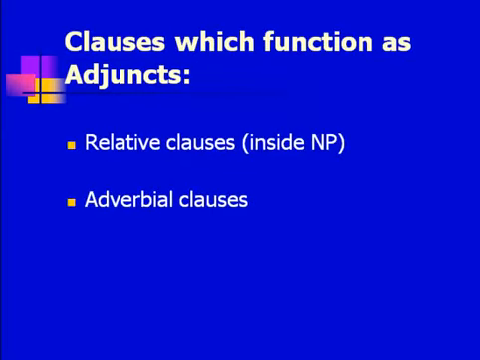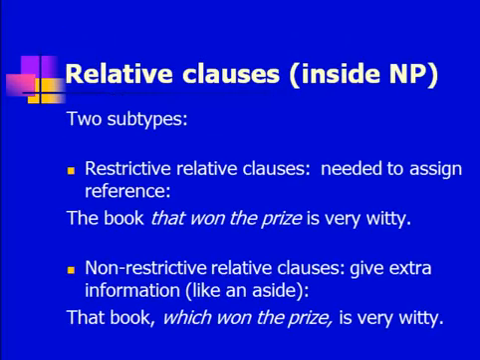Okay, now we also have clauses that function as adjuncts, and we've got two types. We've got relative clauses and adverbial clauses. Relative clauses we've already come across before, and we know that they occur inside noun phrases to give you more information about the head noun, and there are two subtypes.